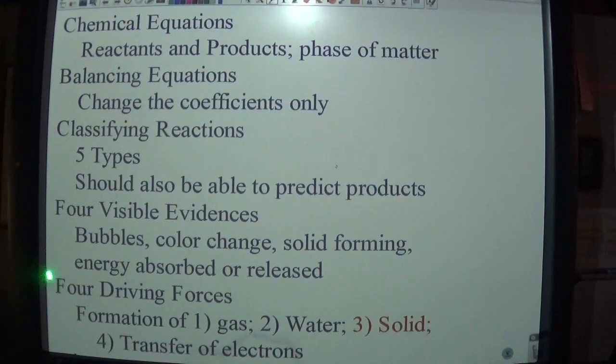You should know that there are 4 visible evidences that a chemical reaction is occurring. They are either bubbles are forming, there is a color change occurring, there is a solid forming, that's called a precipitate, or there is energy being absorbed or released. Now the difference with that is you might not be able to visibly see that happening. If you react 2 things in a container and it released energy and got hot, or it absorbed energy and got cold, you would not be able to see that unless you had a thermometer inside of the vessel.